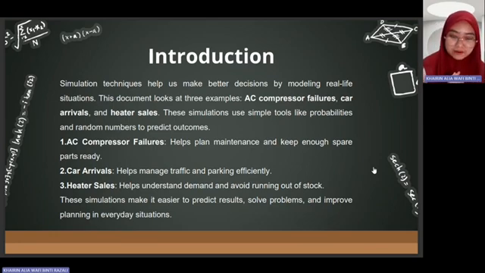First is AC compressor failure. It helps plan maintenance and keep enough spare parts ready. Second is car arrival. It helps manage traffic and parking efficiently. And lastly is heater sales. It helps understand demand and avoid running out of stock. This simulation makes it easier to predict results, solve problems, and improve planning in everyday situations.